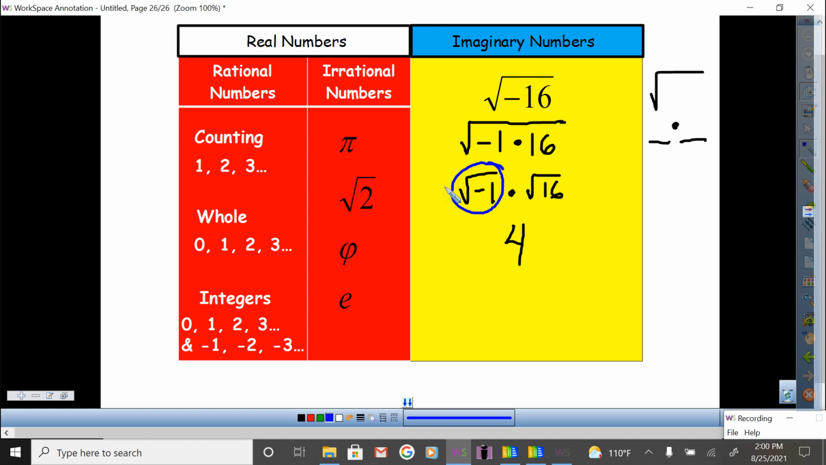From now on, whenever you end up with a square root of -1, this is what we call i. For what? Imaginary. Anytime you end up with a square root of -1, it's what? Imaginary, or the letter i. Copy that, please.